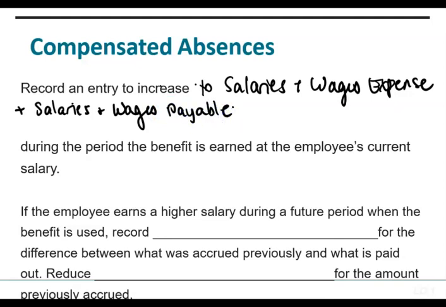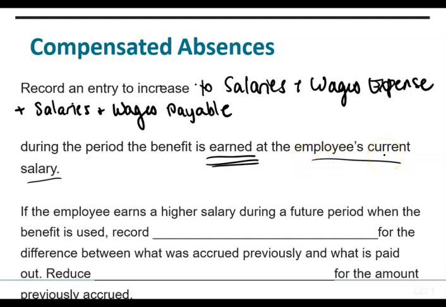So record an entry to increase salaries and wages expense and salaries and wages payable during the period that the benefit is, and really important, earned, not used. And typically we're going to record the amount at the employee's current salary, right? The employee could earn some vacation time this period, use that vacation time in 2 years when the salary is higher. So we don't know what the salary is going to be when the employee takes the vacation time. So we typically are going to record it at the employee's current salary.